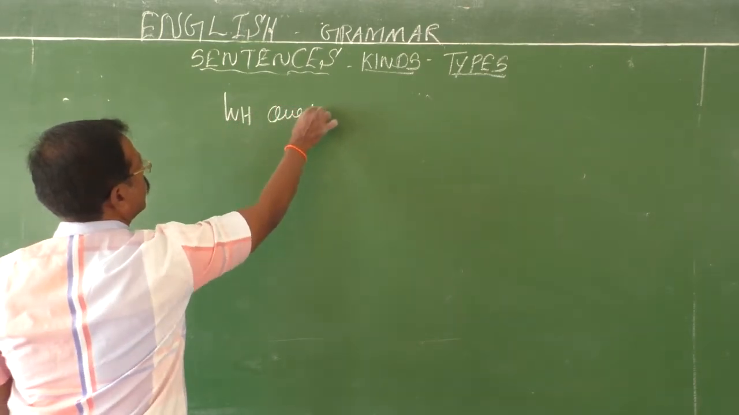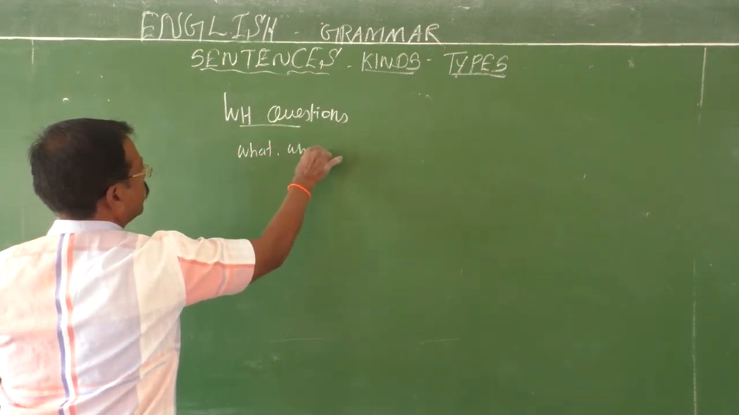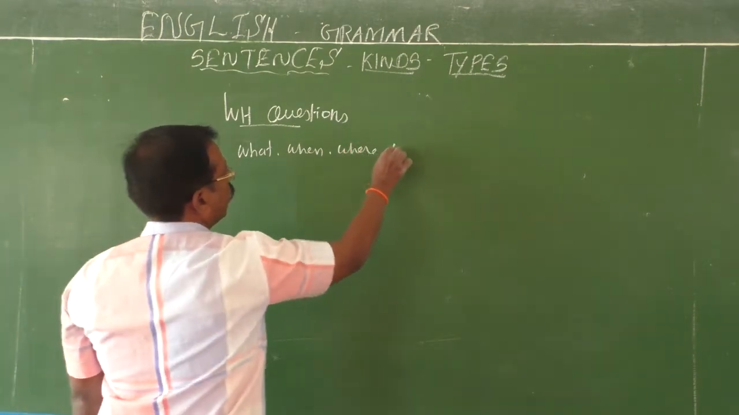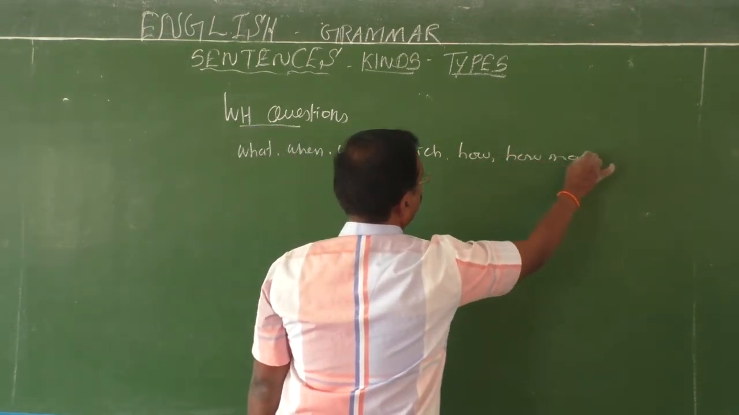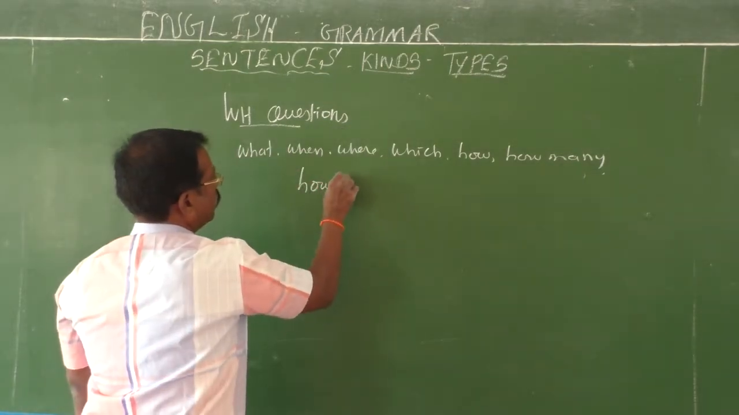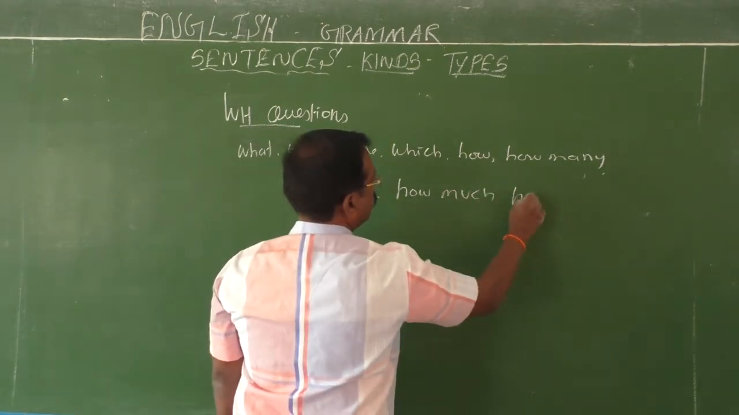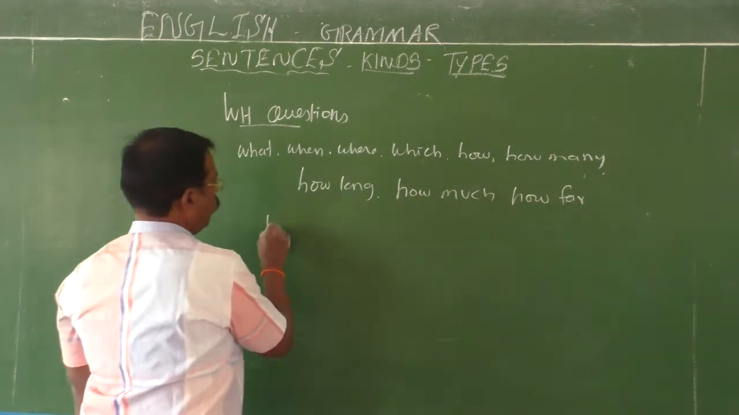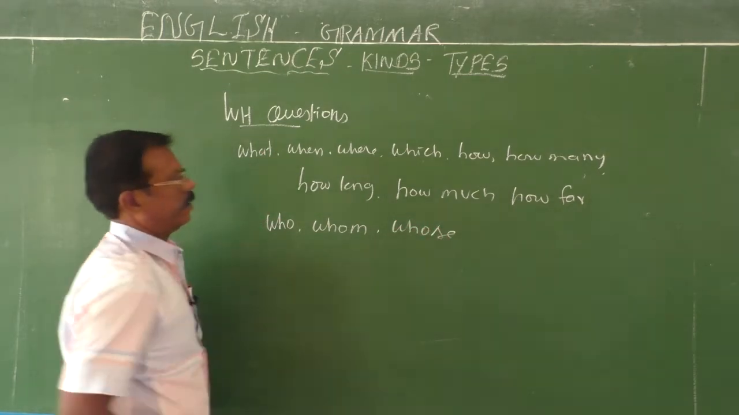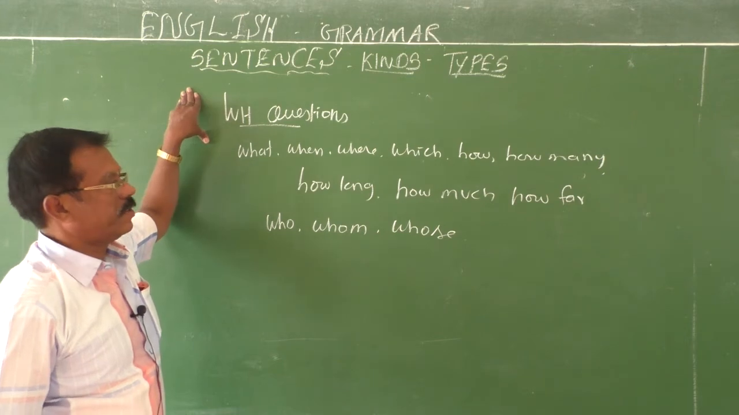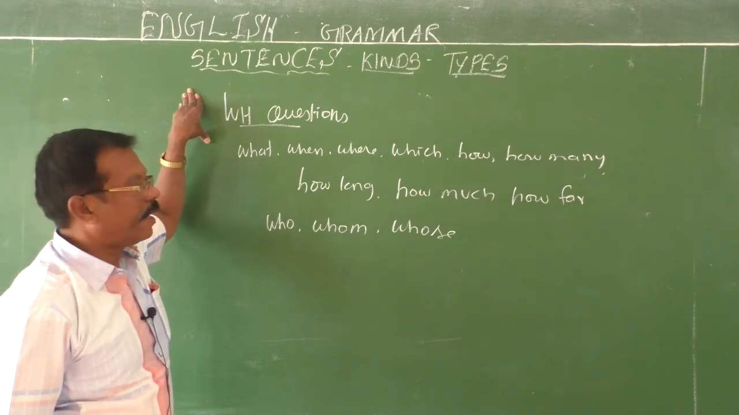WH questions. What, when, where, which, how many, how long, how much, how far, who, whom, whose. Okay. So these questions which begin with all these question words are called WH questions.